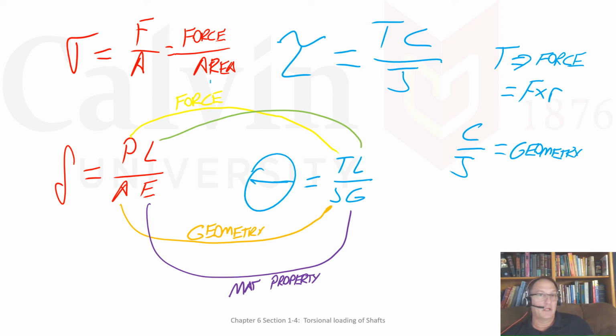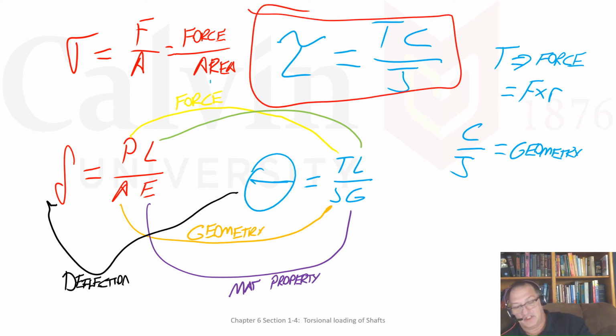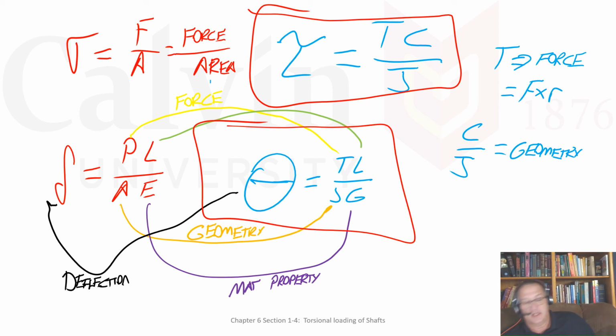And we're going to do the exact same things that we did in chapter 5. Those are my deflections. And I think this is the key slide for this stuff, that this is what you need to know for sections 1 through 4. It's this equation, TC over J and TL over JG.